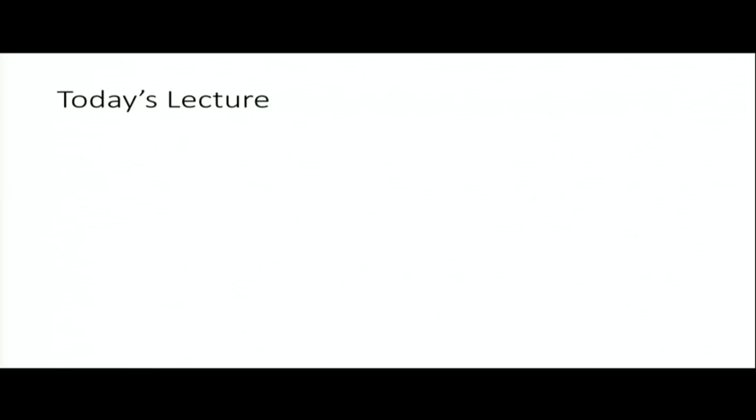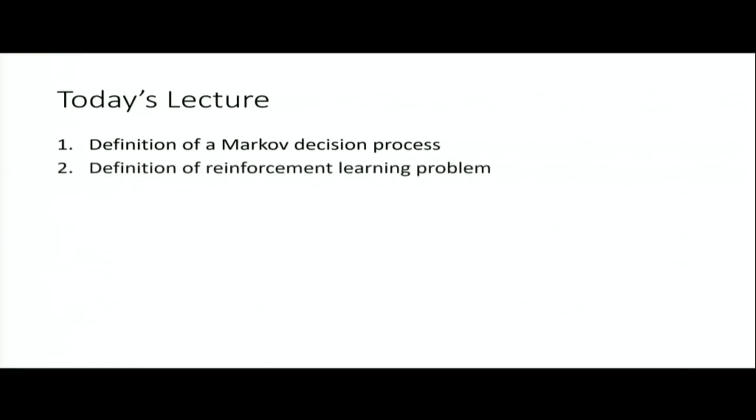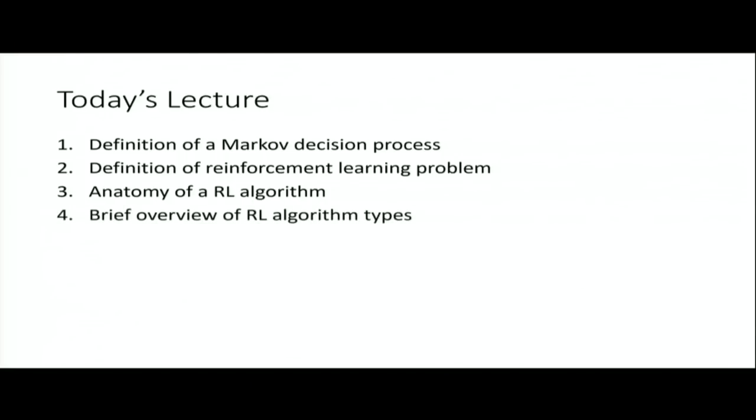All right, so today's lecture. We're going to talk about the definition of Markov decision processes, which is one of the most fundamental mathematical formalisms in reinforcement learning. I'll provide a definition of the reinforcement learning problem, basically the objective that we're trying to optimize in reinforcement learning. I'll give a high-level overview of the anatomy of a reinforcement learning algorithm. In fact, almost all of the algorithms that we'll learn about will follow the same basic high-level structure, which I'll introduce today. And then a brief overview of the types of RL algorithms we'll cover in this class.